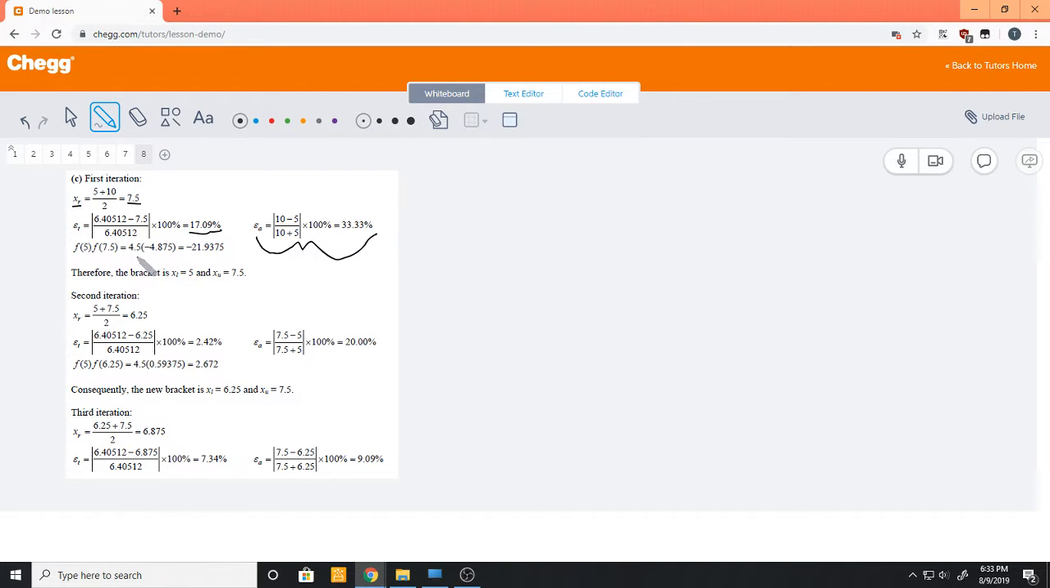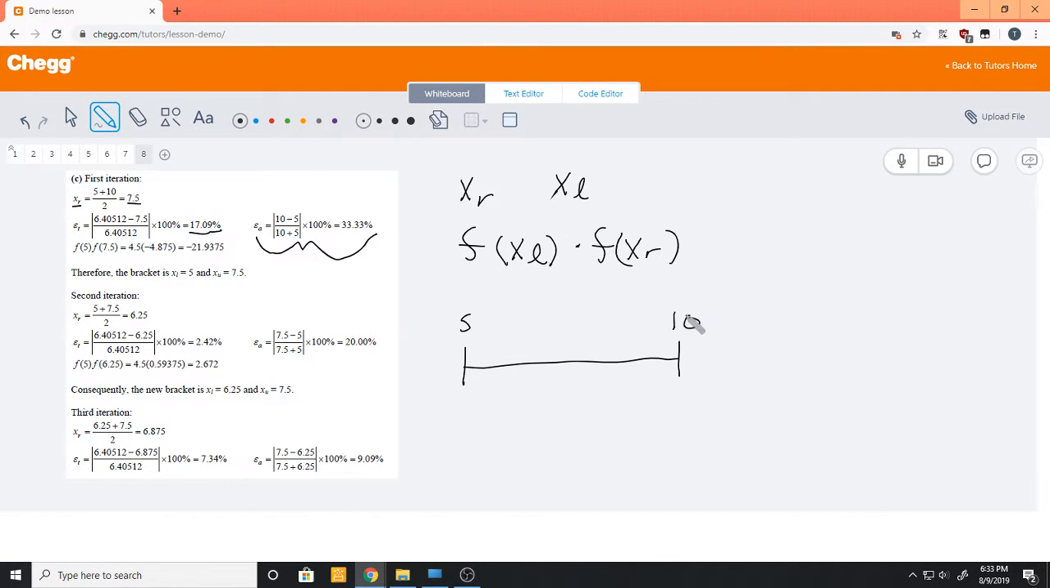Now what we want to do is plug in our XR and our XL into the equation after we calculate our XR. We want to find f of XL and f of XR, and we're going to multiply them. What that does is check if there's a sign change. I'll draw this out on a line to make more sense. We're looking at this range from 5 to 10, and we're looking for a root.